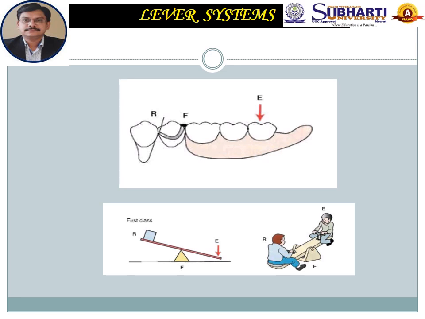This is called a class 1 lever. So what is a class 1 lever? A class 1 lever is when the fulcrum is in between effort and resistance. This is the simplest and most effective type of lever. What does it mean? It means that if we apply a little bit of effort, we can get more resistance if the lever arm is increased.